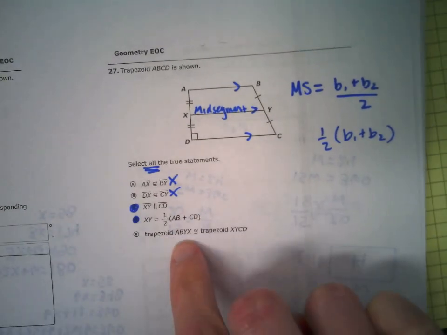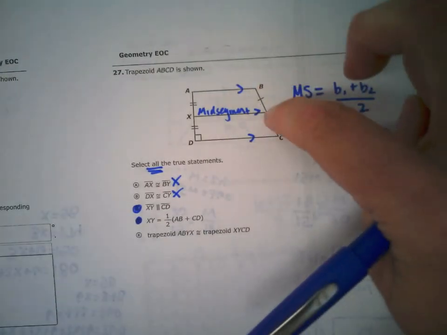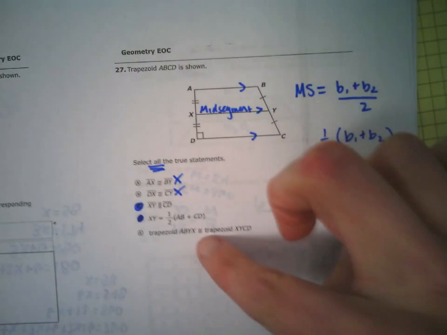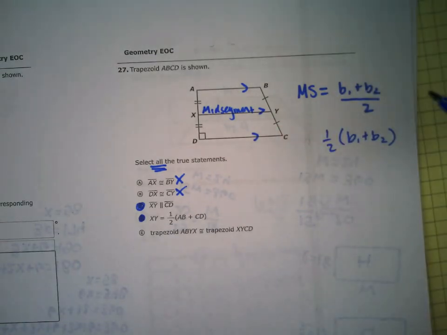And then it says trapezoid ABYX. So ABYX. So this little guy on the top here is congruent to trapezoid XYCD. So they're saying they're the exact same size.